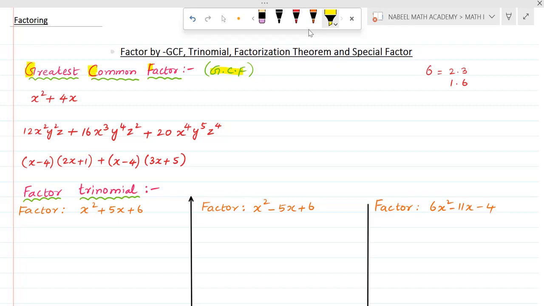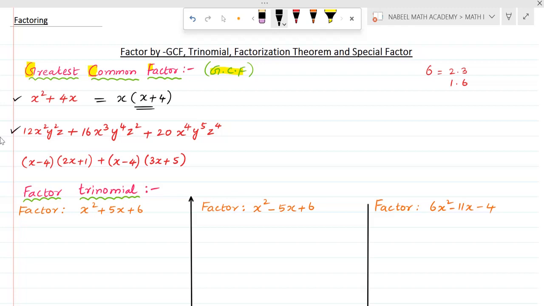So here you have to take the highest power, the greatest common factor. What is the common factor in these two terms? So this is the first example we have. x square plus 4x, I will take x outside, you will get here x plus 4. So this is the GCF.